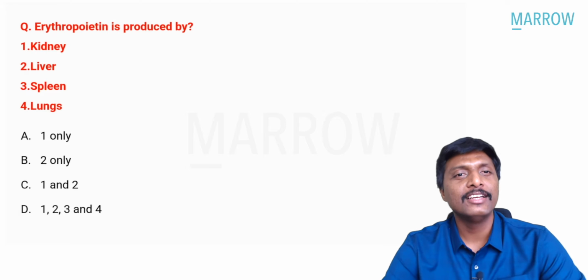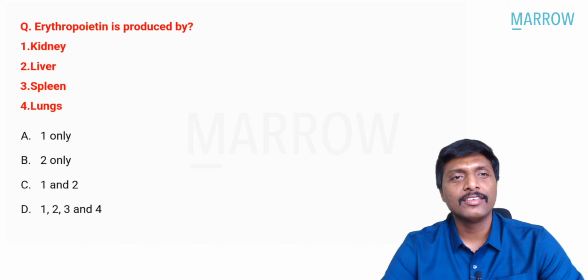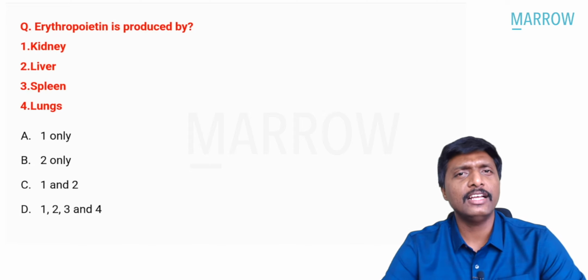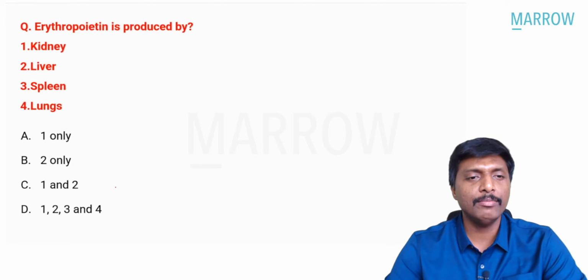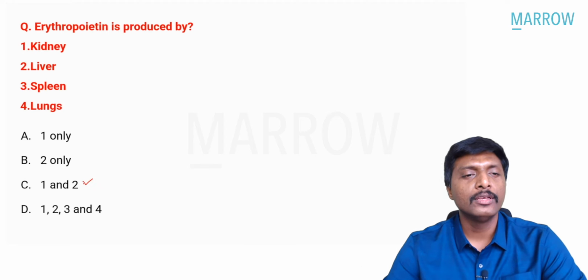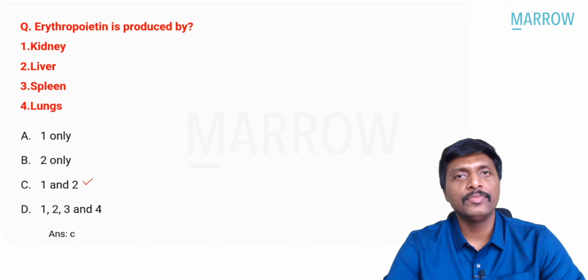Erythropoietin, very important, is produced by the kidney, obviously the obvious source. The next important source is the liver. Spleen, lungs, no relevance here. So what should be the answer here? We have an important option, that is 1 and 2. Click C. Yes, the answer is C.